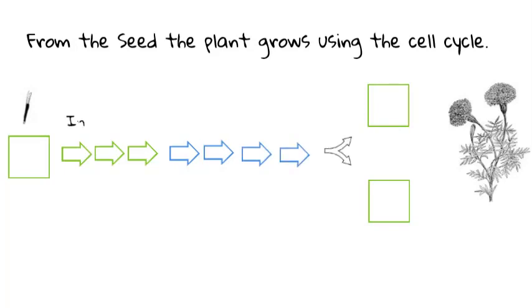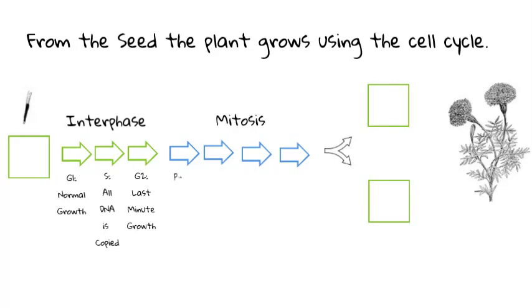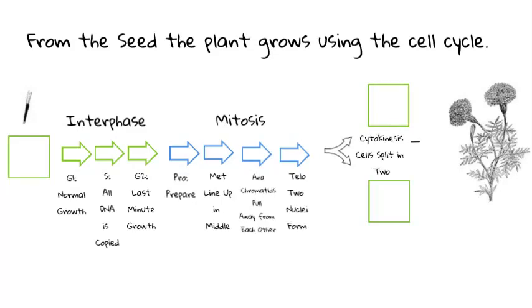In interphase, we have three parts: G1, normal growth; S, when the DNA is copied; G2 for last minute growth; and then mitosis, which goes prophase, metaphase, anaphase, and telophase, separating the two nuclei. And cytokinesis splits the cells into two new cells.